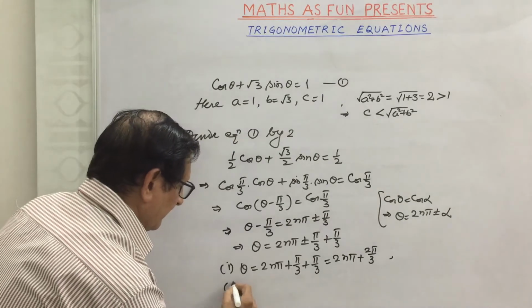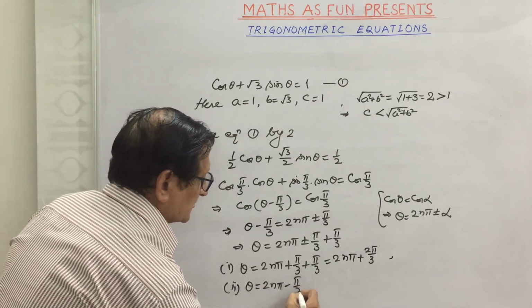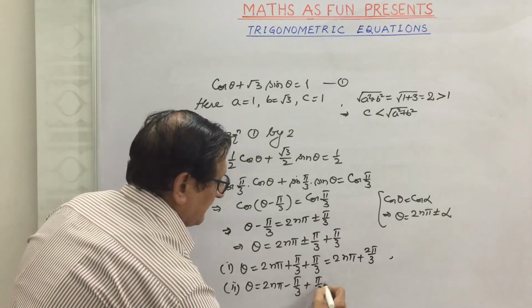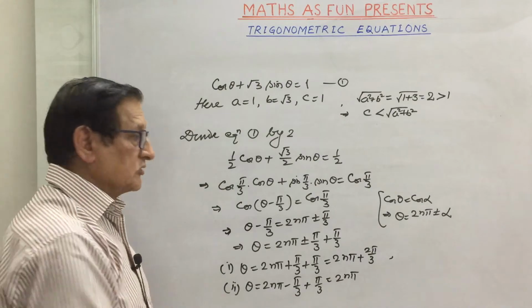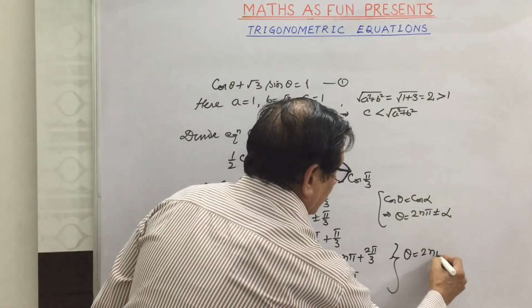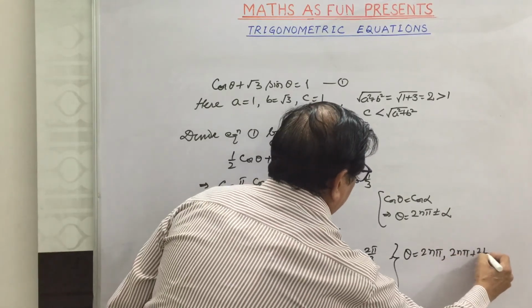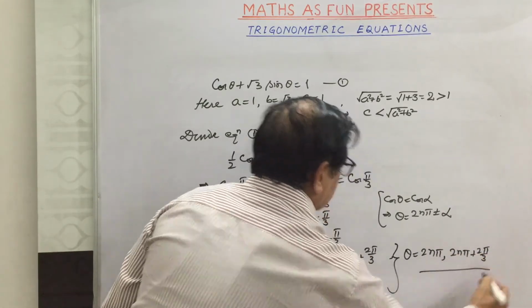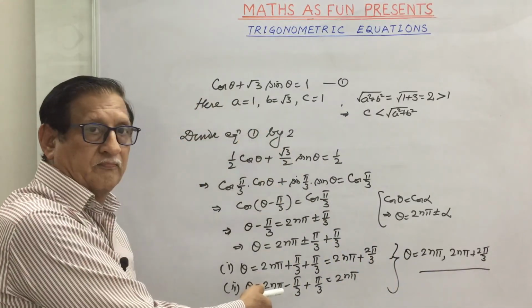Second, we will have theta equal to 2n pi minus pi by 3 plus pi by 3, or we say only 2n pi. So we are getting the solution from this, that theta is either 2n pi or it can be 2n pi plus 2 pi by 3. These are the general solutions of this particular equation.